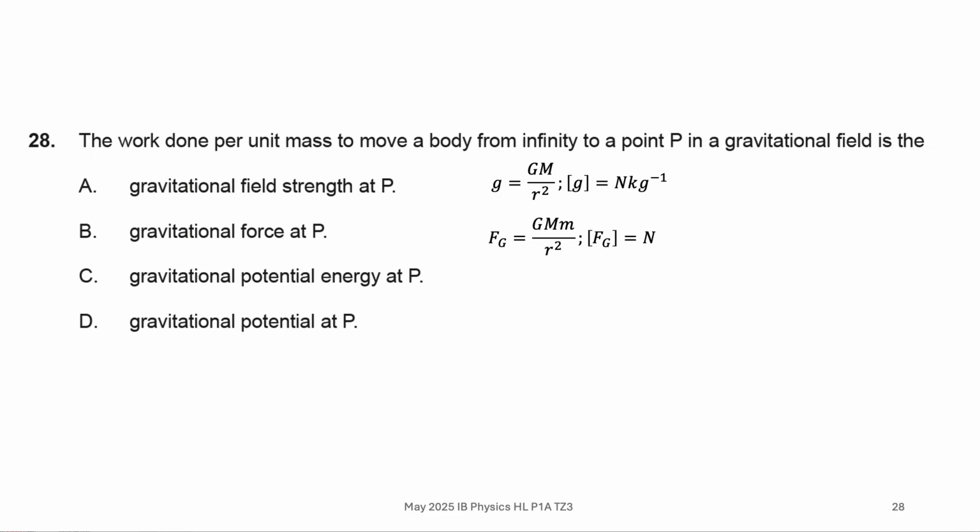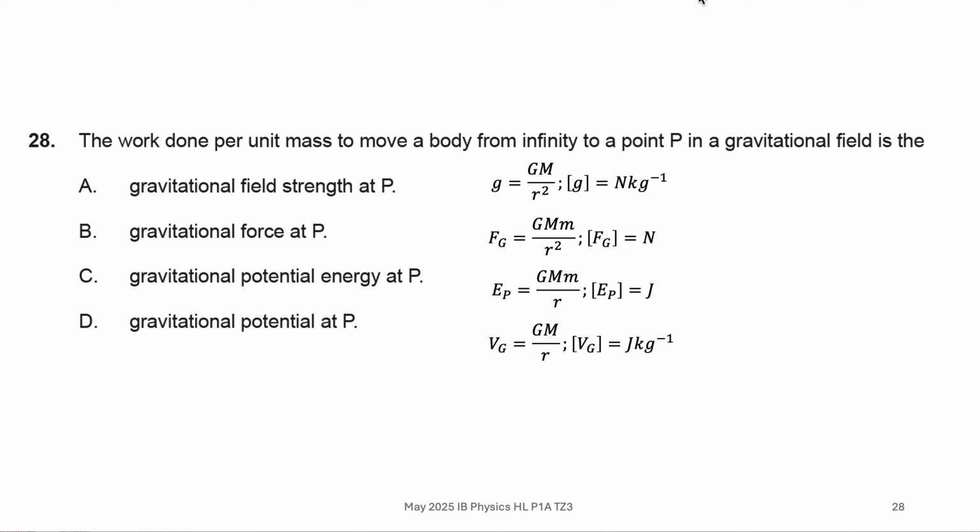We've then got gravitational potential energy. Now that is a slightly less known equation. It's very similar to the ones you've got up here. Potential energy is GMm over r, and its units are joules. So you can see we're getting closer to what we want, work per unit mass. However, we don't have that unit mass element.